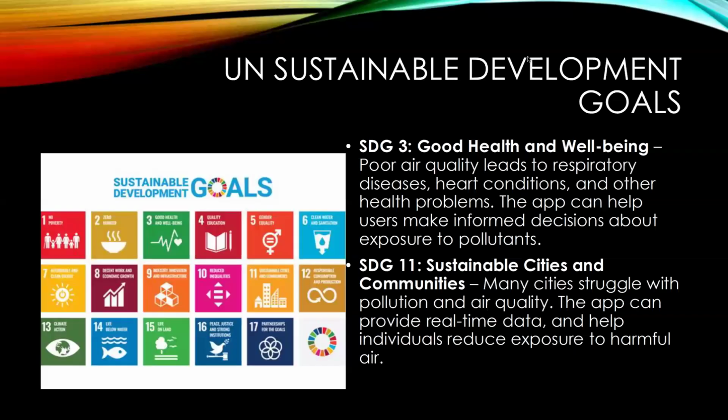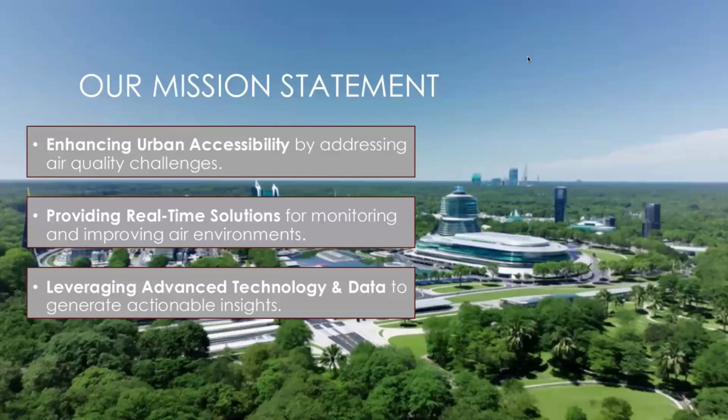United Nations Sustainable Development Goals. Sustainable Development Goal 3 talks about good health and well-being. Poor air quality leads to respiratory diseases, heart conditions, and other health problems. The app can help users make informed decisions about exposure to pollution. Sustainable Development Goal 11, Sustainable Cities and Communities. Many cities struggle with pollution and air quality. The app can provide real-time data and help individuals reduce exposure to harmful air.